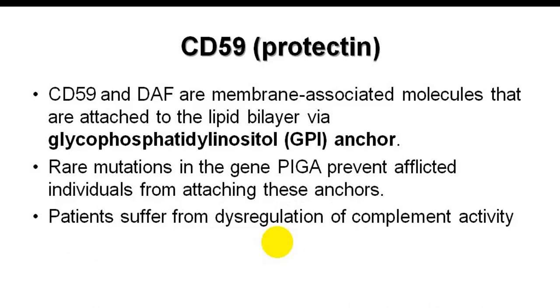In our earlier lecture, I already talked about a disease called paroxysmal nocturnal hemoglobinuria, where the kidney is damaged because of the lysis of RBCs. Protectin and decay accelerating factor are membrane associated molecules that are attached to the lipid bilayer via a GPI anchor. Sometimes there is a rare mutation in the gene, that is the PIGA gene. This PIGA gene mutation prevents afflicted individuals from attaching these anchors. Once the anchors are not attached, the patients suffer from dysregulation of complement activity. One such example is paroxysmal nocturnal hemoglobinuria, PNH.